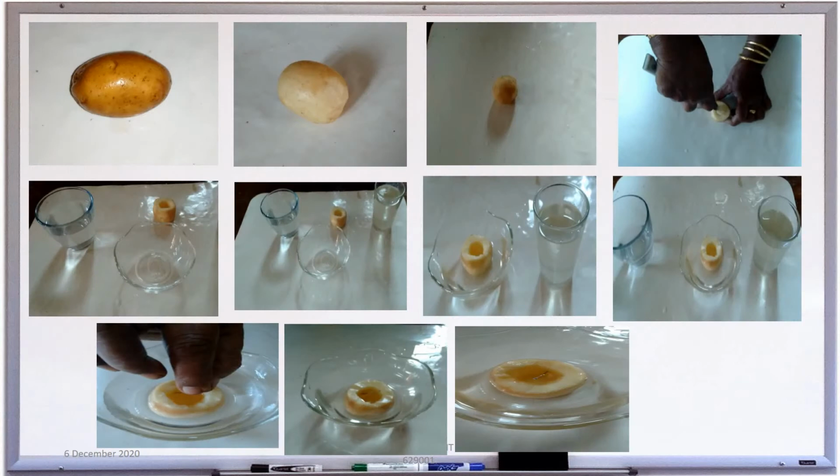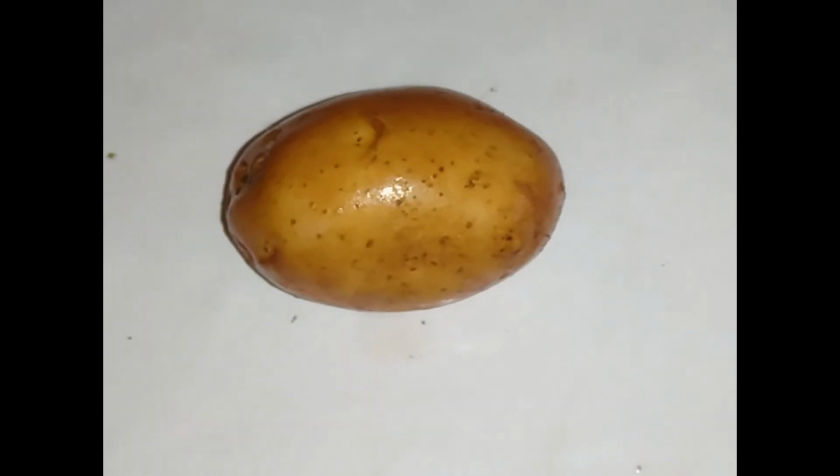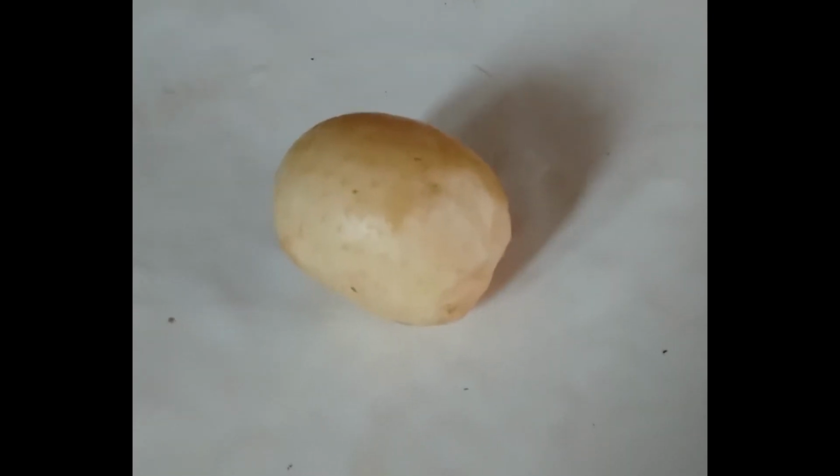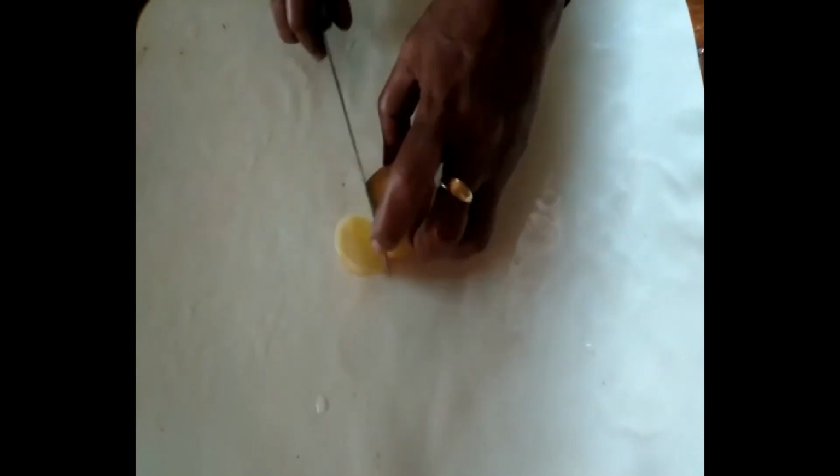Can you try the osmosis experiment? I tried and I inferred the result. So dear children, you can take it as today's assignment and observe the inference. Take a potato, peel off the skin, peel both the ends to make it flat.